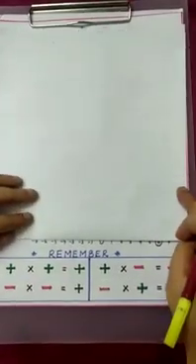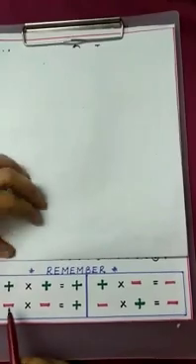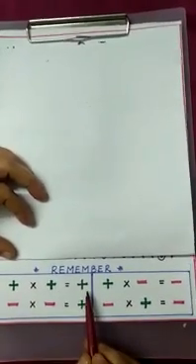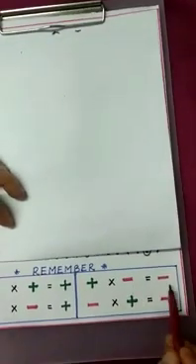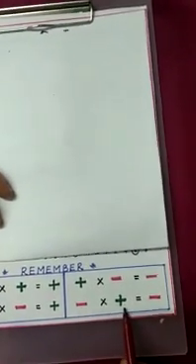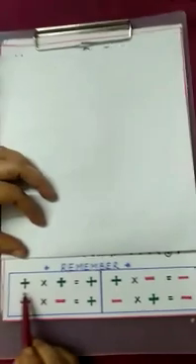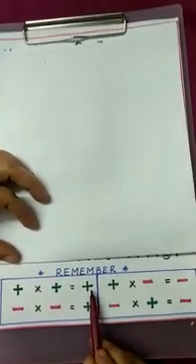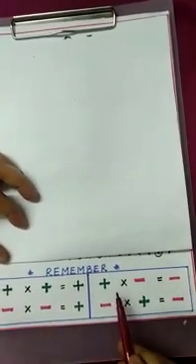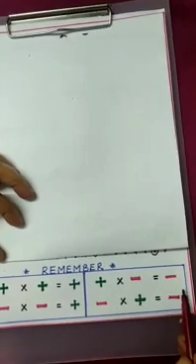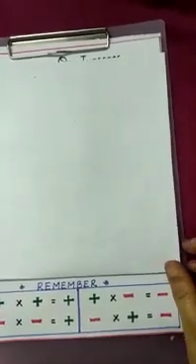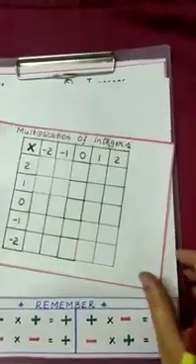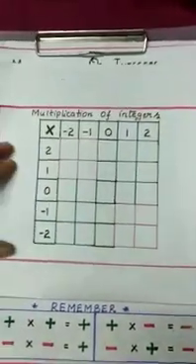Now here, remember the symbol multiplication. Plus into plus is plus, minus into minus is plus. Plus into minus is minus, minus into plus is minus. When you multiply the same signs, you will get positive. When you multiply different signs, you will get negative. Now, remembering this symbol multiplication, let us do one interesting table here.